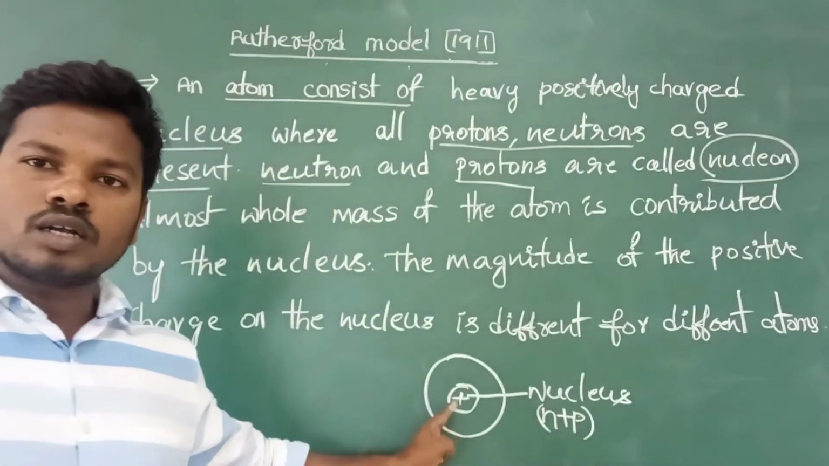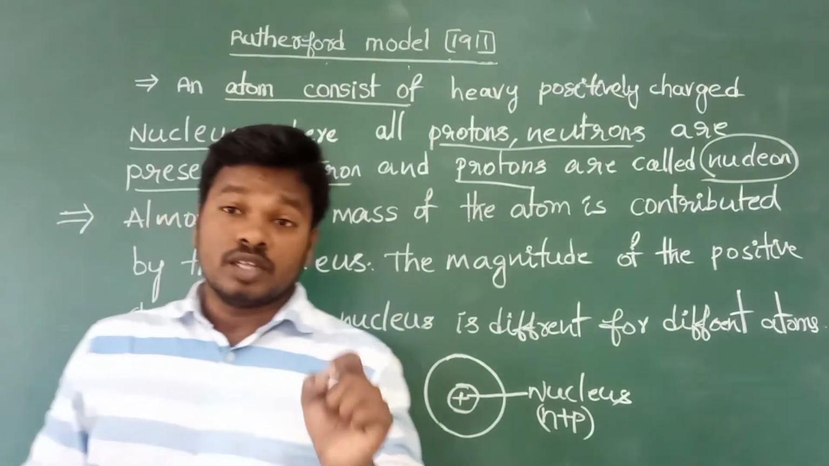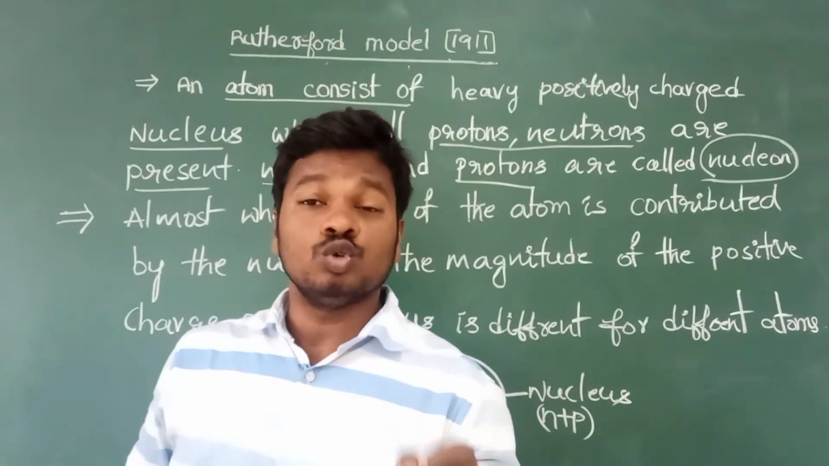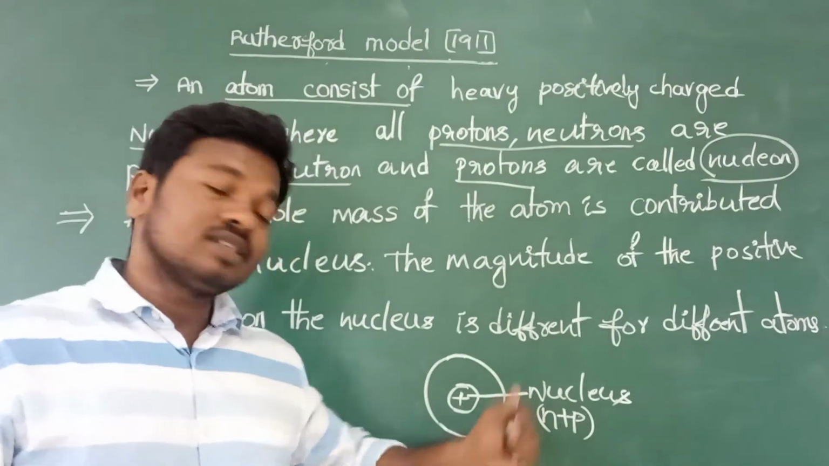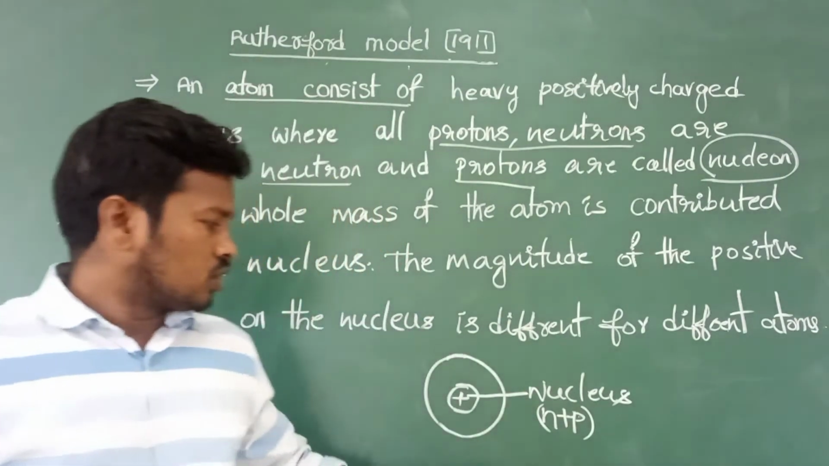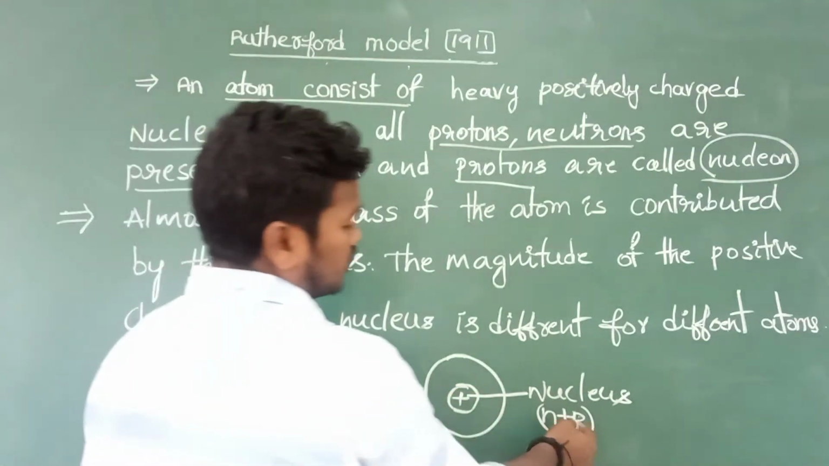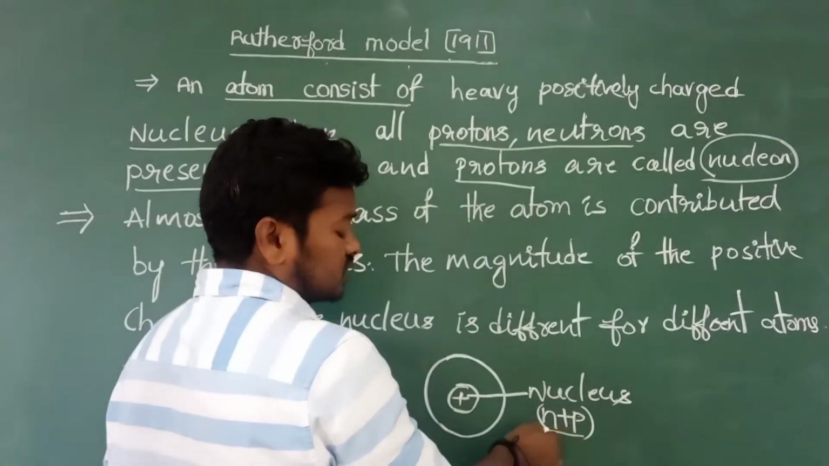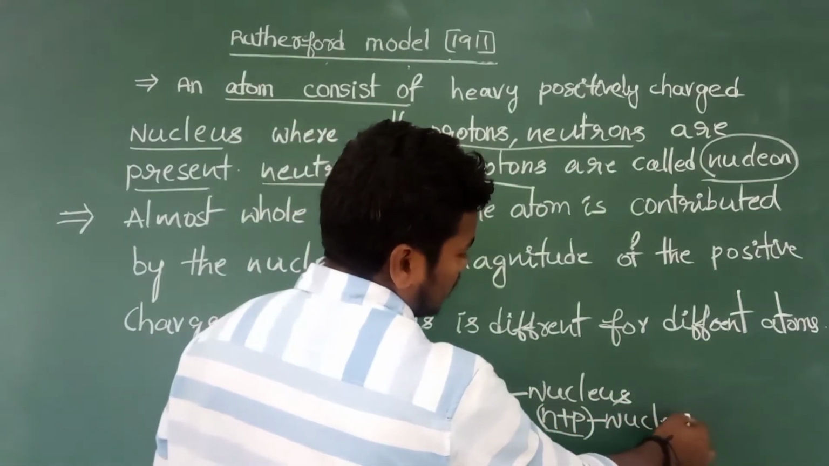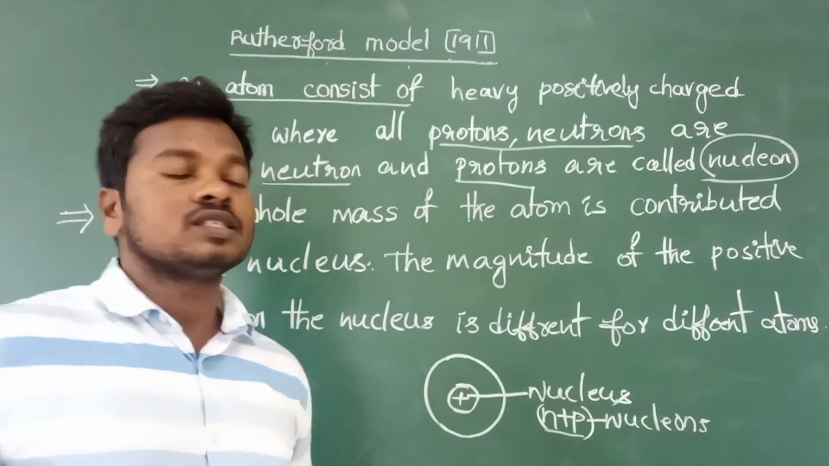So at the center of the atom, positive charge is present. Why does it have positive charge? Because the nucleus contains the nucleons. What are the nucleons? Nucleons are nothing but neutrons and protons. Neutrons don't have any charge, and protons have positive charge, so that's why the nucleus has positive charge. These two subatomic particles, neutron plus proton, are collectively called nucleons. That means nucleons are present in the nucleus.